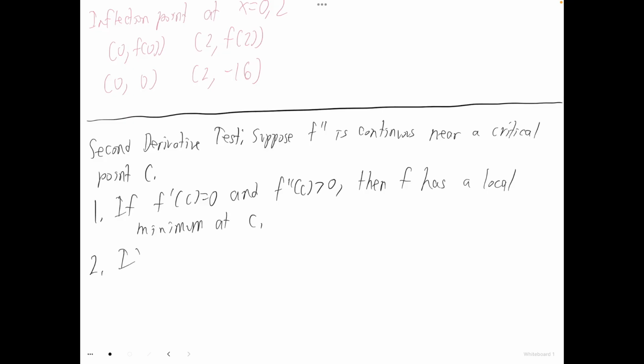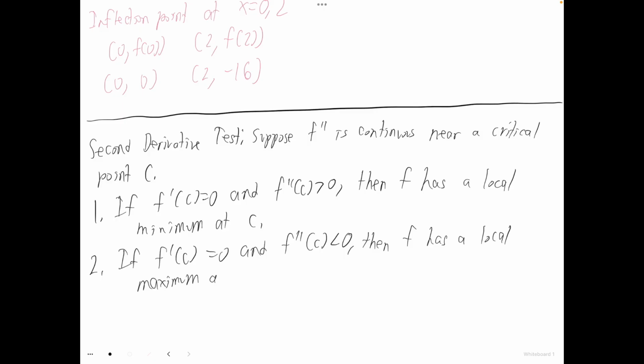And second, if f prime of C is equal to 0, and the second derivative at C is less than 0, then f has a local maximum at C. And so this is called the second derivative test. Notice that we do have to have that the first derivative is 0 there, so this doesn't work if the first derivative is not defined there. And the reason for that is if the first derivative isn't defined at C, the second derivative won't be either.